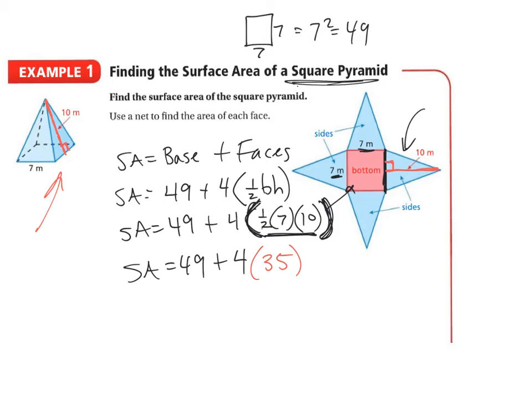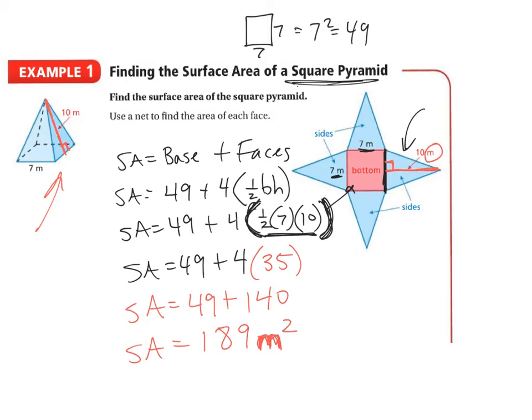Surface area, therefore, is equal to 49 plus 4 times 35. Let's see, 4 times 35 would be 140. Let's go ahead and use a calculator to be sure. 140. Yep. Therefore we add these two together. 140 plus 49 is 189. And we have meters, and because it is area, we have to use meters squared, remember?